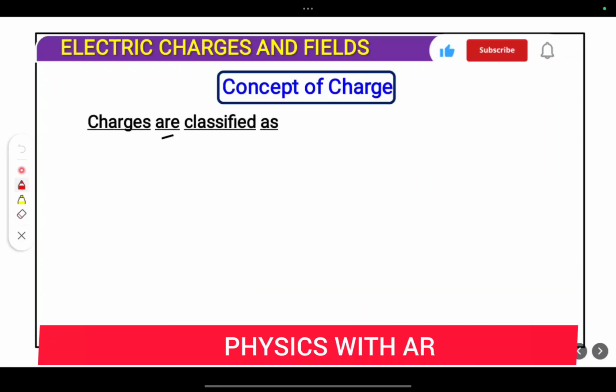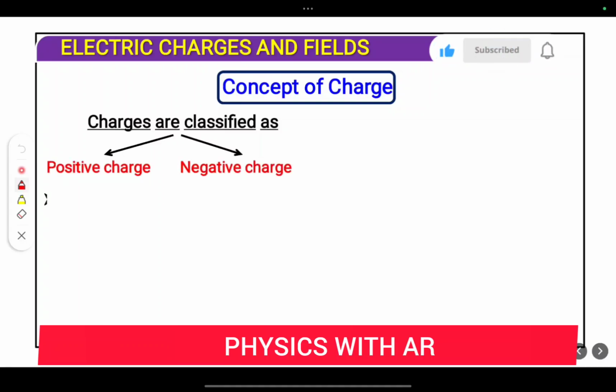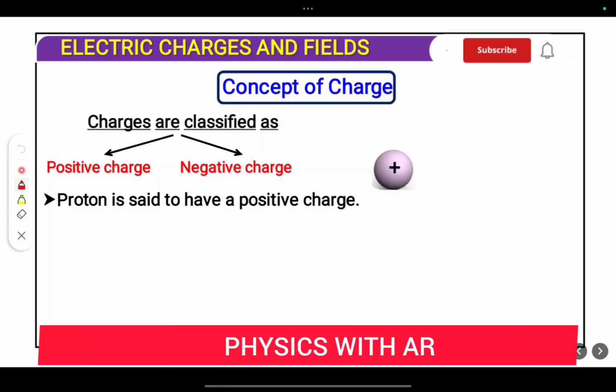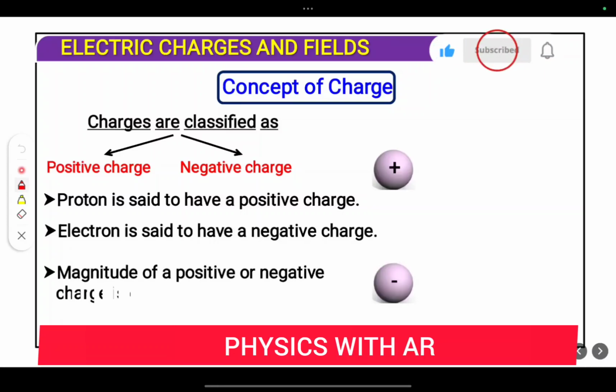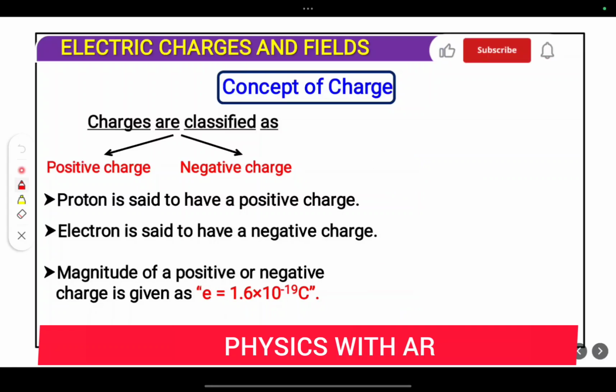Regarding the concept of charge, charges can be classified into two types: positive charge and negative charge. In general, a proton is said to have a positive charge and an electron is said to have a negative charge. The magnitude of positive or negative charge is given as e, one of the most important values you are going to use in further concepts. This is the standard value: the charge of an electron or proton is 1.6 into 10 to the power of minus 19 coulombs.